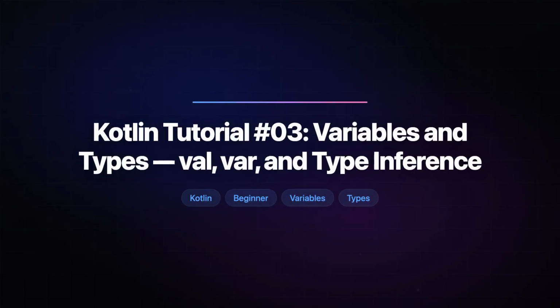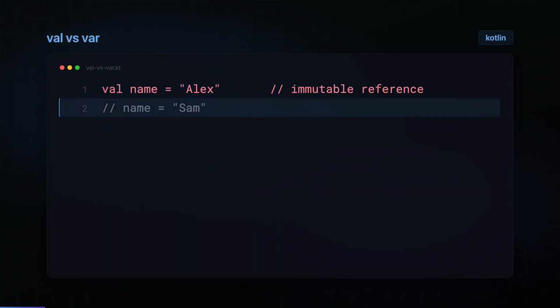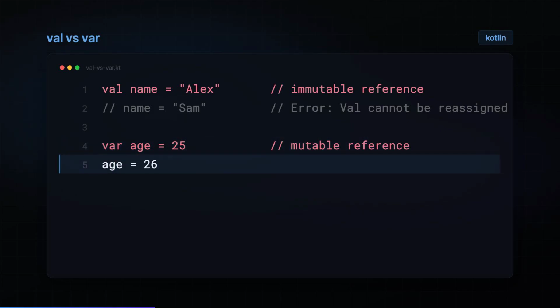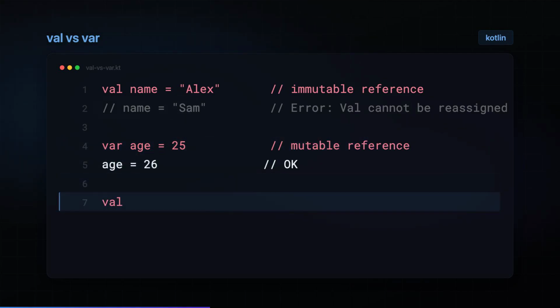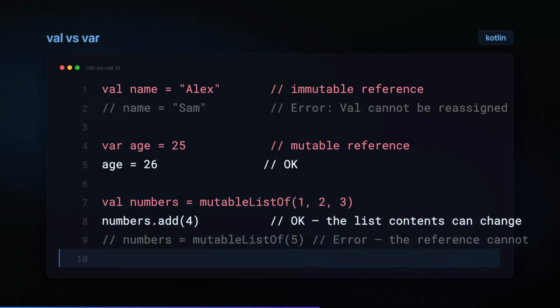Kotlin tutorial number 3, variables and types. Val prevents reassignment at compile time. The compiler tracks every read-only reference and rejects reassignment at the call site, not at runtime. Switch to var only when you genuinely need to change a value. This single discipline eliminates whole categories of bugs: accidental reassignment, aliasing bugs, and stale state.